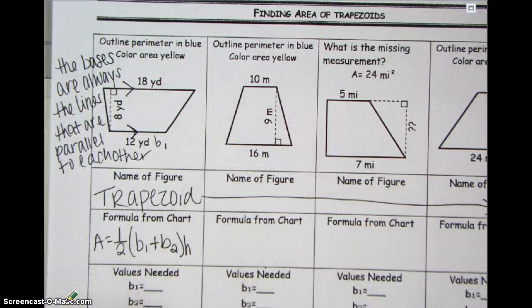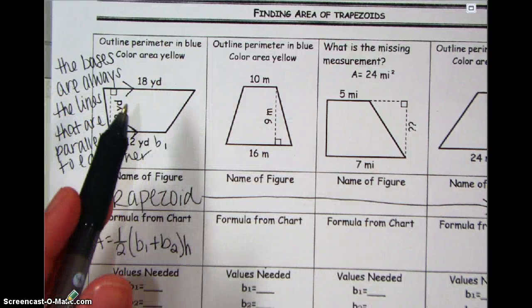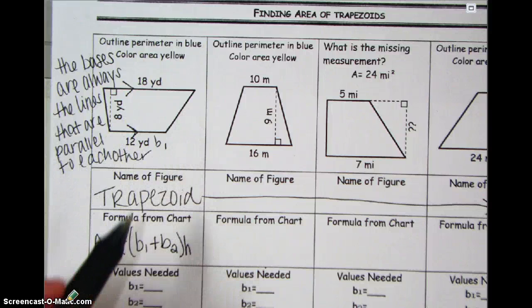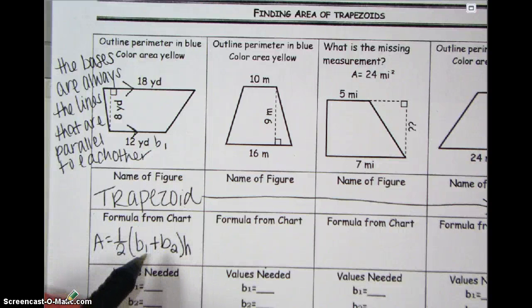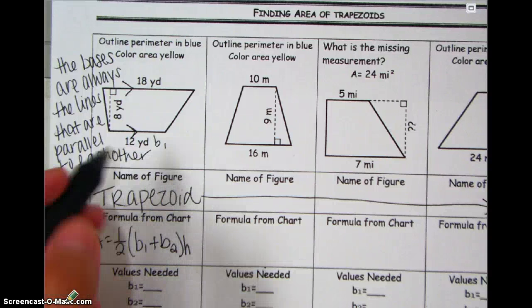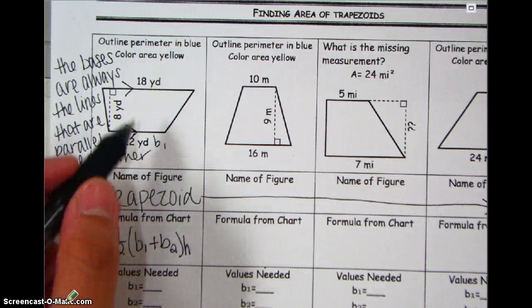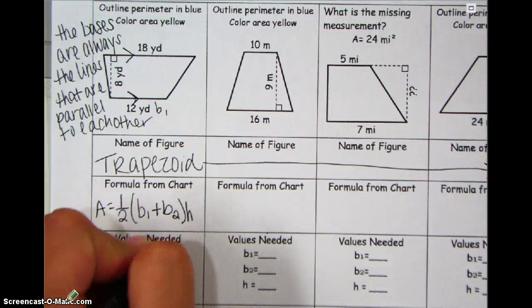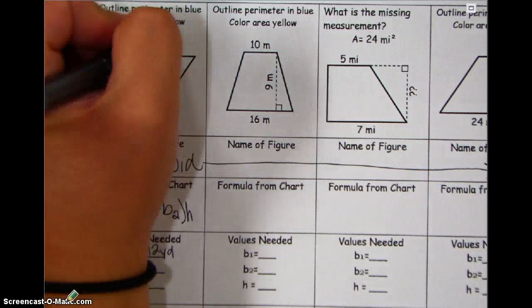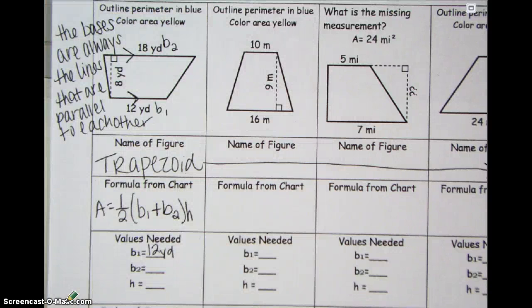Do you guys think it matters which one is base 1 and base 2? Okay, I heard mixed answers, and that's okay, but what are we going to end up doing with them? Adding them. And does order matter when we add? No. So that's why it does not matter which one we call base 1 and which one we call base 2. So base 1, Manuel said, was going to be 12 yards. So that means that base 2 is my 18 yards.